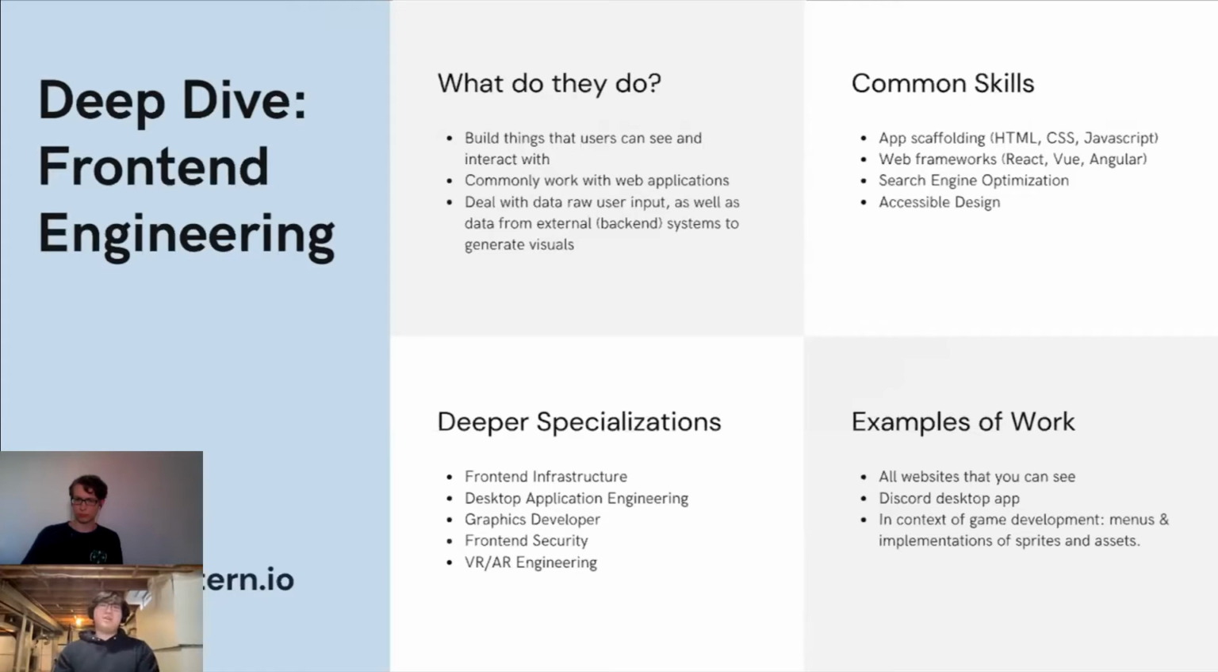Some examples of the work are really any websites that you use, Discord as an app as well. In the context of game development, many use implementation of sprites and assets. There are game engine designers and asset designers as well. But if you worked with menus and scaffolding in XML, that is very similar to a lot of the scaffolding you'll see in HTML and CSS and styling from the game development realm. And that's the front-end dive.